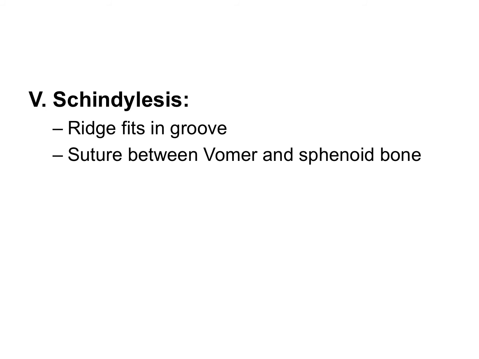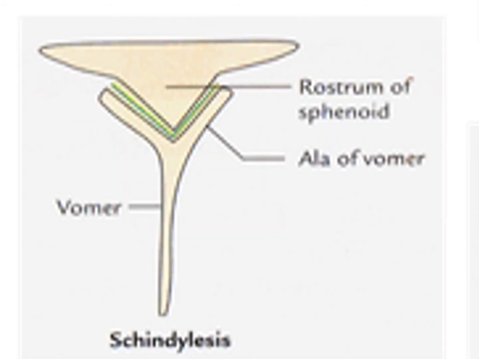In the last, we have Schindylesis, that is the fifth type of sutures in which a ridge fits in a groove. Major example is the suture between the vomer and the sphenoid bone. Here you can appreciate the vomer bone. Look at the alae of the vomer that are forming a V-shaped configuration, and the rostrum of the sphenoid bone fits into this V-shaped area.